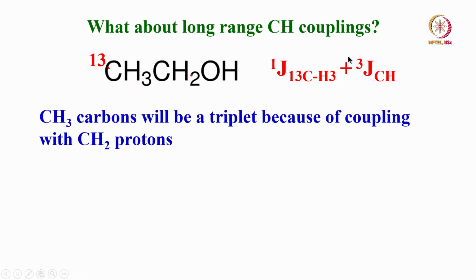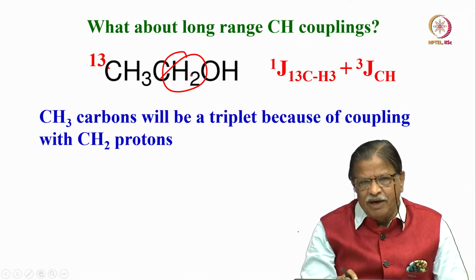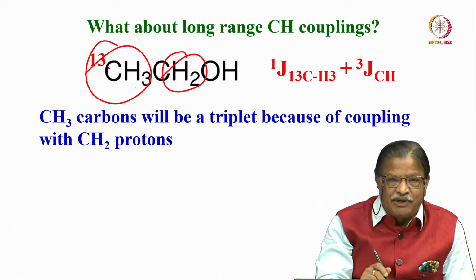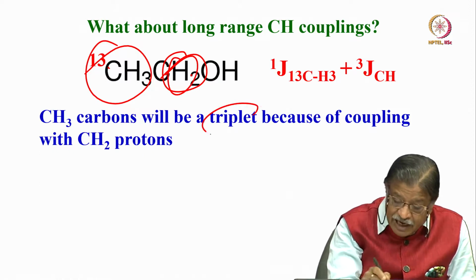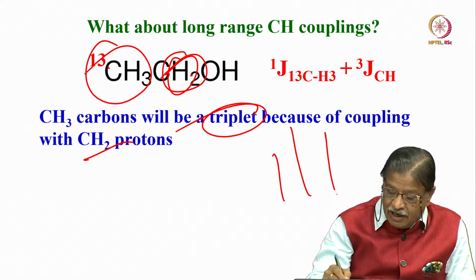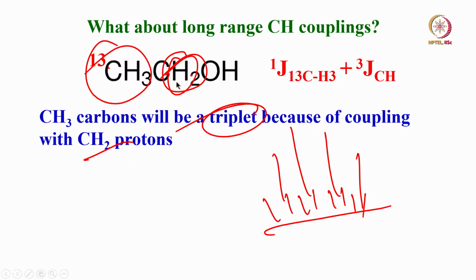So CH3 carbons will be a triplet because of the CH2. I'm sorry, first of all it is a quartet because of 3 protons, and it will be further split into a triplet because of CH2 protons. Very important: this is the additional triplet coming because of CH2 protons. It is going to be a quartet, and each line of the quartet is going to be a triplet because of coupling with CH2 protons. Very easy.